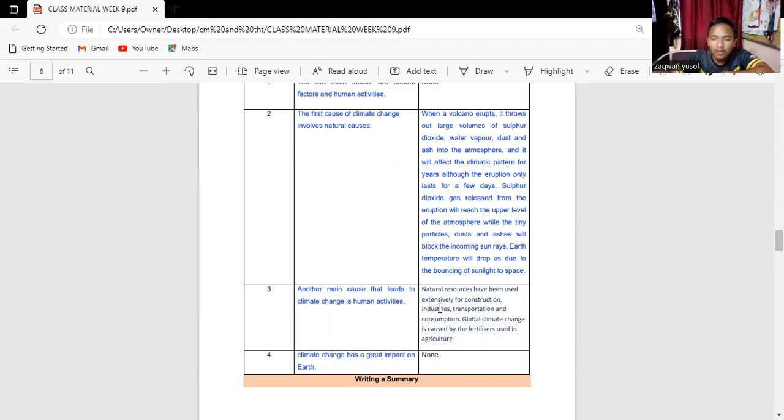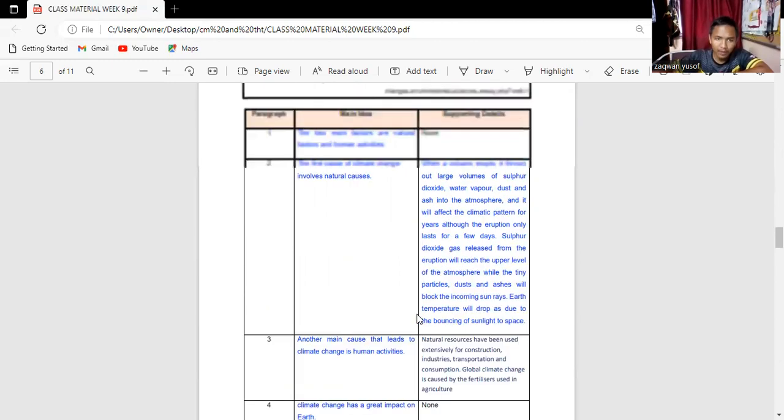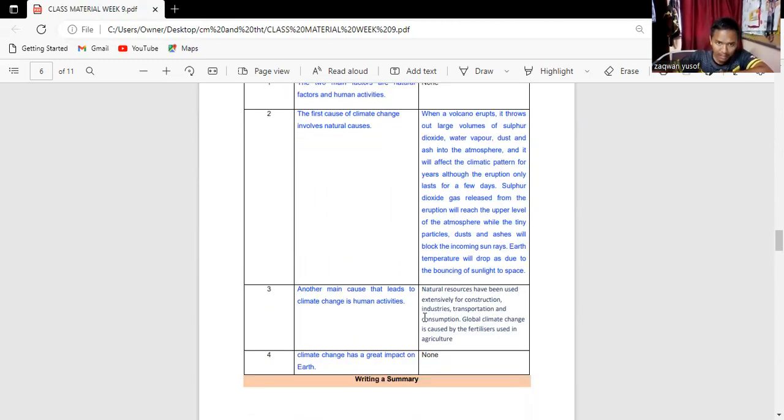extensively for construction, industry, transportation, and consumption. Global climate change is caused by the fertilizer used in agriculture. Okay, the paragraph 4, the main idea is climate change has a great impact on the world. Okay, the supporting detail is none.